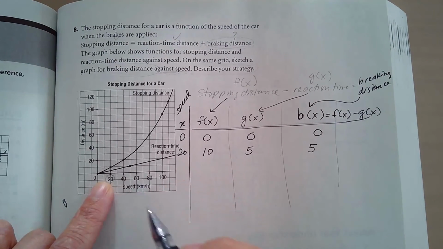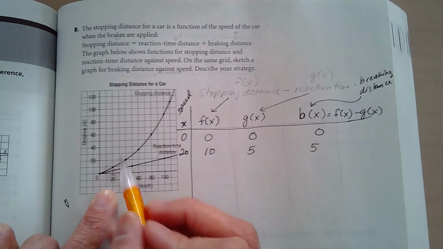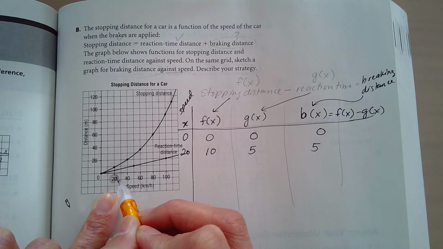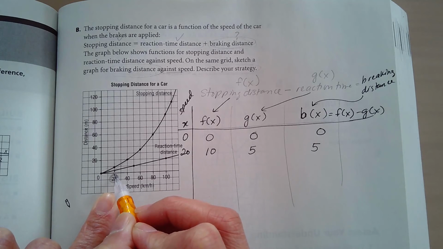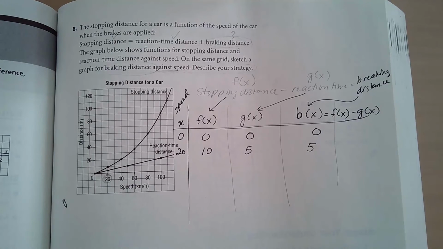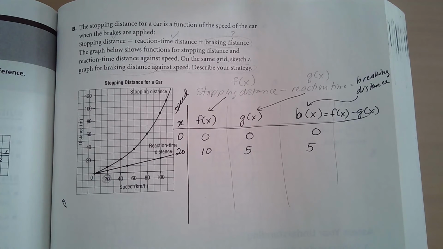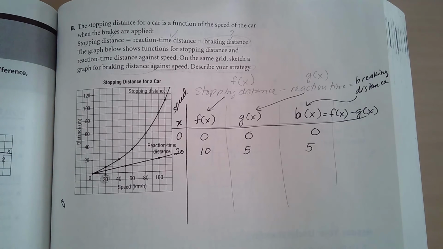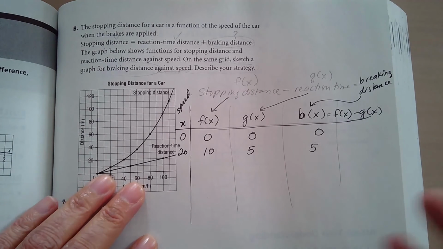Where did you get the 5? Where did I get the 5? It's from this point. So if the x is 20, the y goes up by 5. You see that? Okay, so good.